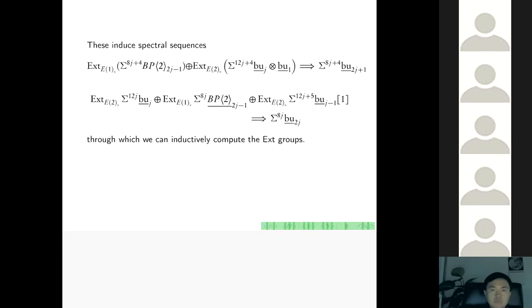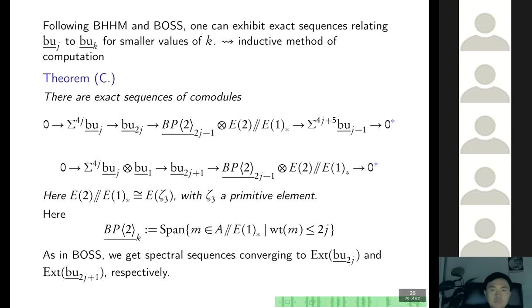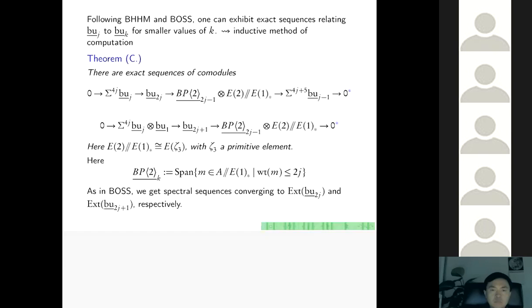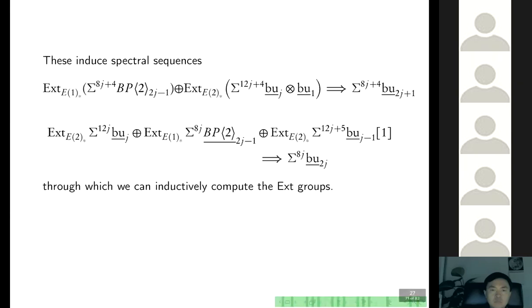The fact that there's this Ext over E1 comes from the fact that in these exact sequences, you have BP2 2J minus 1 tensor E2 mod mod E1 dual. So then you can use a change of rings to say that Ext over E2 of this thing is actually just Ext over E1 of this BP2 Brown-Gittler subcomodule. Okay, and so you get an analogous spectral sequence for the even ones.